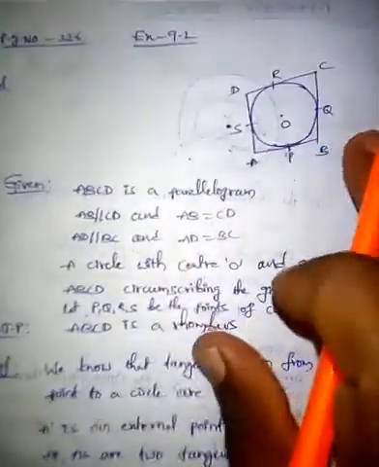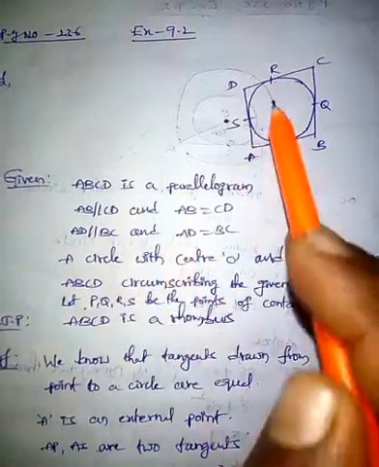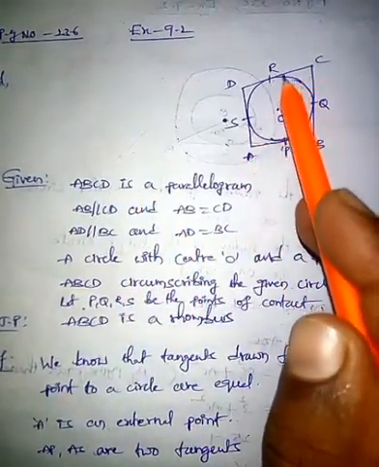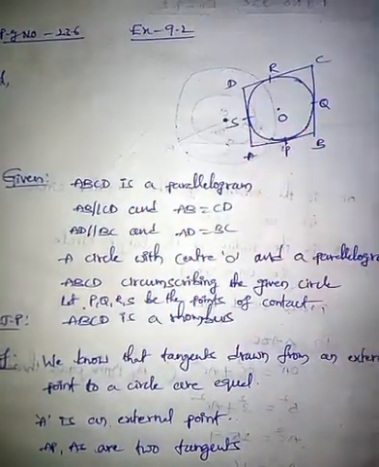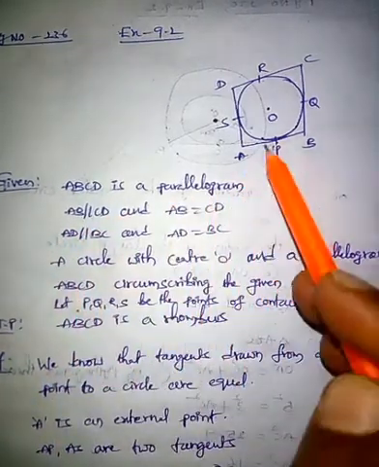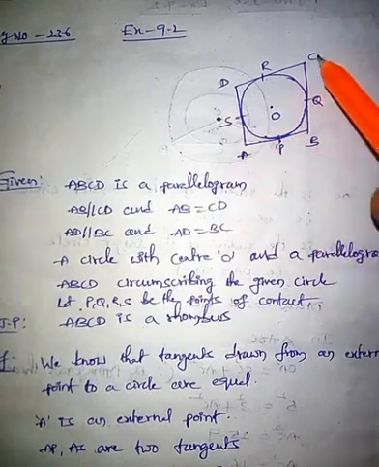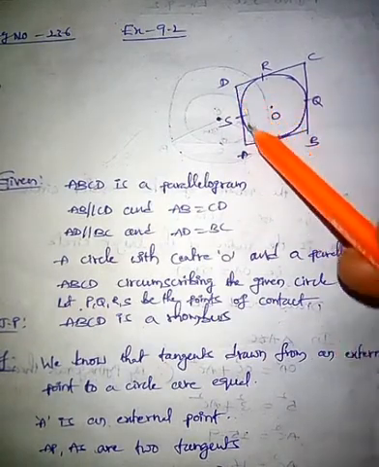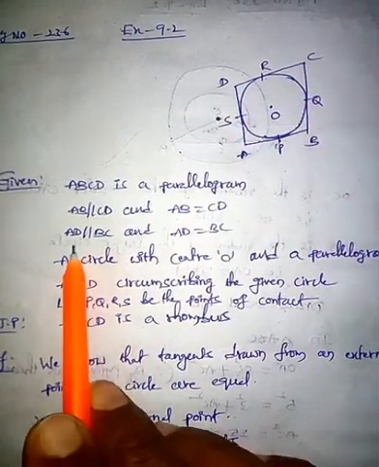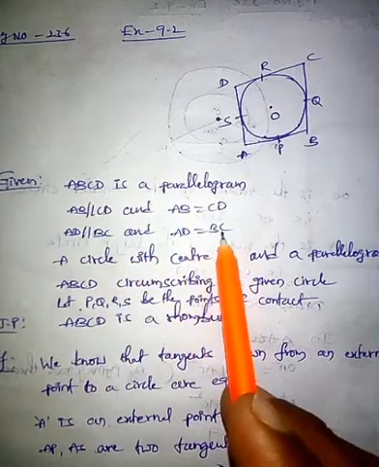So write the information here that is given. ABCD is a parallelogram. You know that in a parallelogram opposite sides are parallel and equal. That's why AB is parallel to CD and AB equal to CD. Similarly, AD is parallel to BC. These are opposite sides, these are parallel sides, and these are equal. AD is parallel to BC and AD equal to BC.